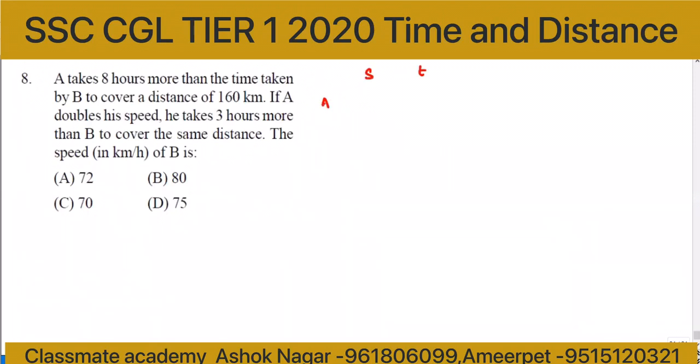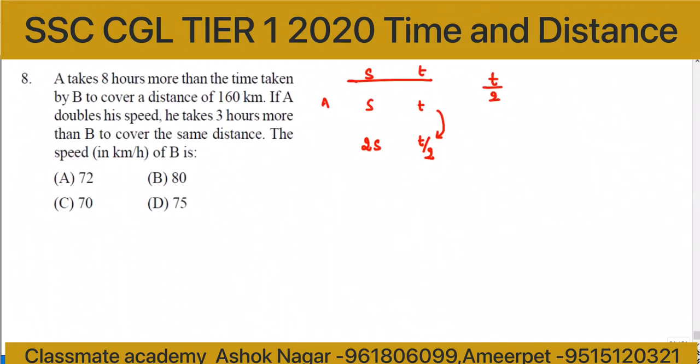Usually the time taken by A is T, speed is S. If speed doubles, what happens to the time? Time becomes half. How much is the reduction in time? Reduction in time is T by 2. Time decreased by T by 2. Yes or no? Now look at here.